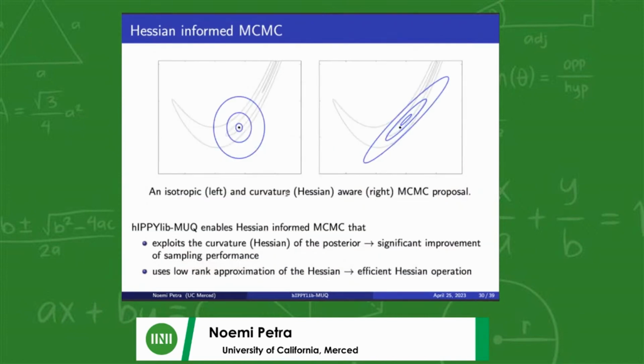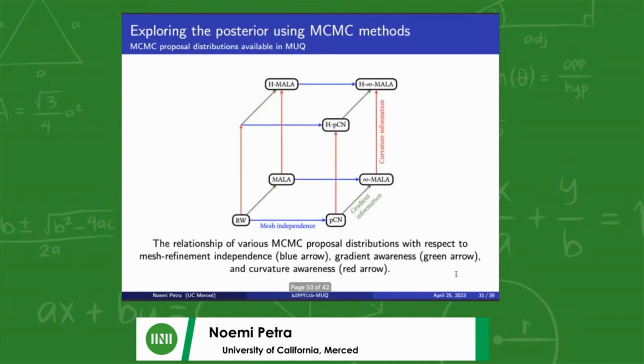Okay, so just a heads up, I will advocate for Hessian-informed MCMC methods, and I will show you, at least in our benchmark problems, we found that these methods are more effective. In hIPPYlib-MUQ, this framework enables Hessian-informed MCMC that exploits the curvature given by the Hessian of the posterior. And we see significant improvement in the sampling performance, as you will see in the tables I will show you in a second. And we use low-rank approximation of the Hessian to do operations like square root apply or inverse square root apply or anything that you need to do in that.